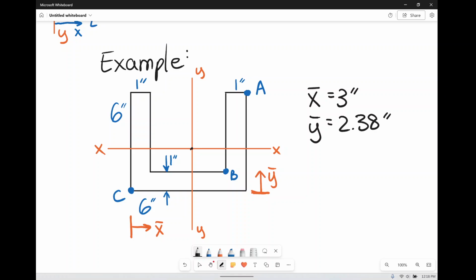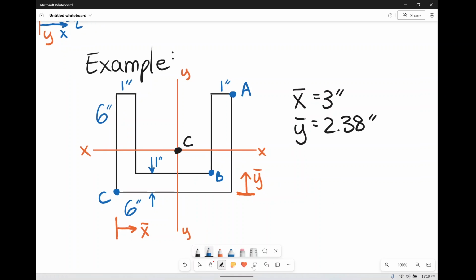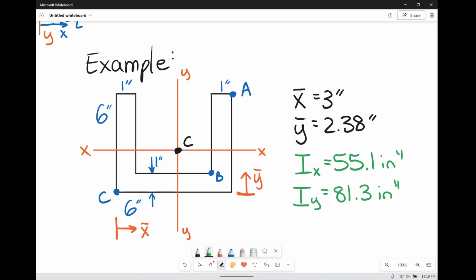So our centroid, as a reminder, is about right here. And we did already calculate what Ix and Iy were. Again, remembering that I'm rotating these 90 degrees, so therefore they're going to be flipped from last time. So 55.1 inches to the fourth for Ix, and Iy is 81.3 inches to the fourth. So again, what do we want to find? That's just some givens that we had from last time.